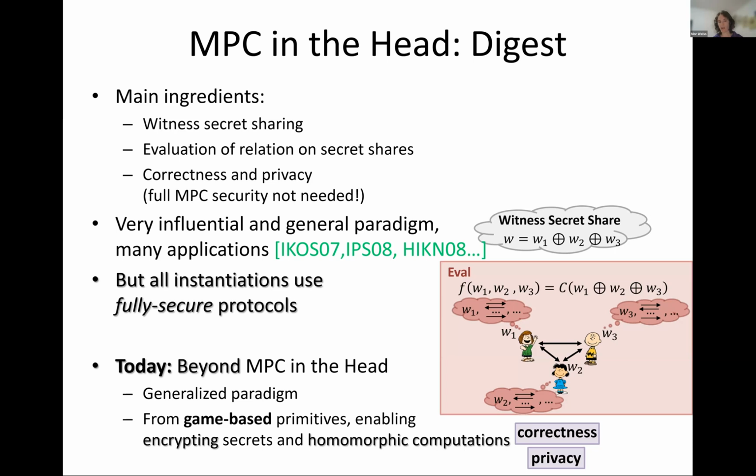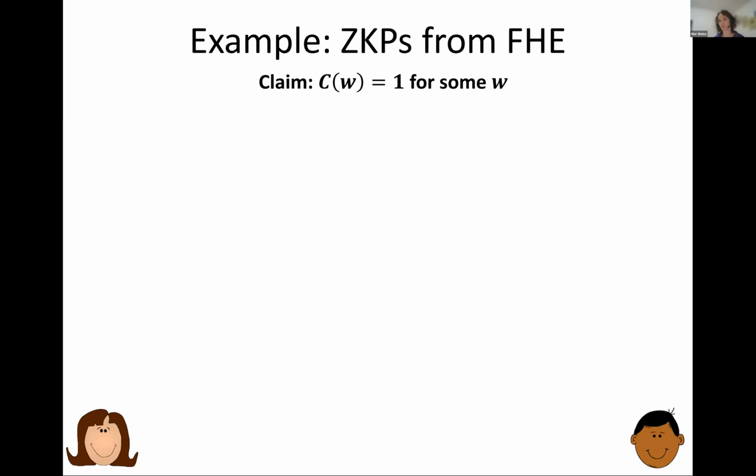So if I tell you I want a primitive that allows you to encrypt secrets and homomorphically compute over them, you should be thinking of fully homomorphic encryption, right? And indeed, this is one of the primitives that we use in our paradigm. And before I describe the general paradigm, I want to give an example of how to construct zero-knowledge proofs from FHE. And when I say FHE, I mean the public key primitive that has 4 algorithms: key generation, encryption, evaluating over encrypted secrets, and then decryption.